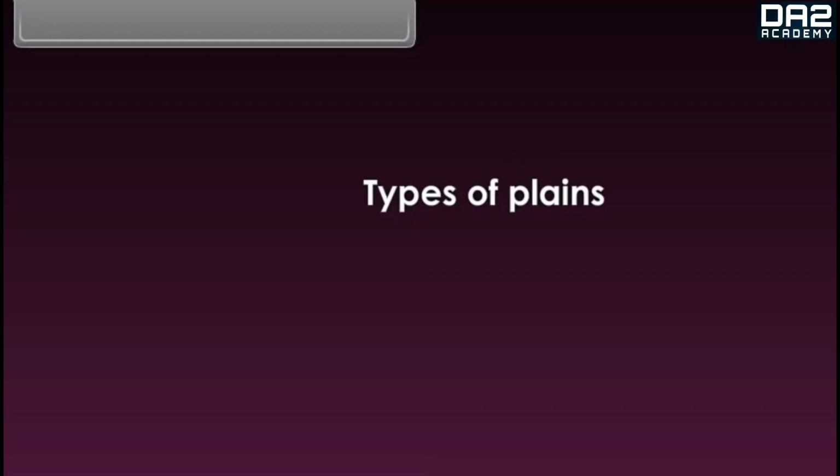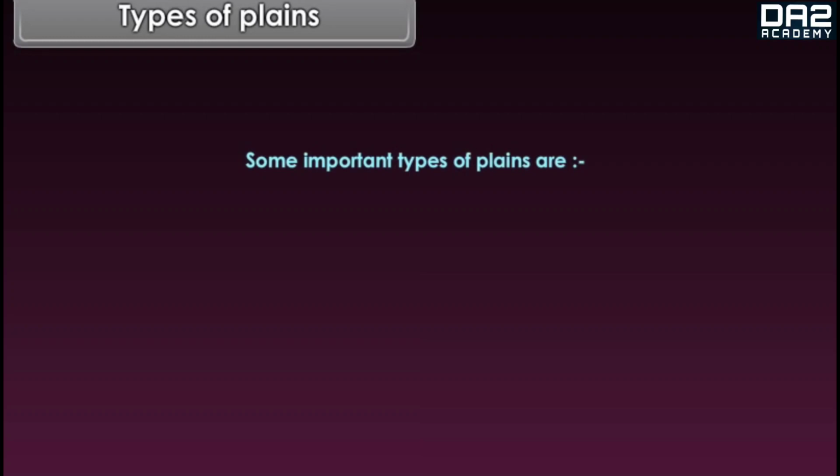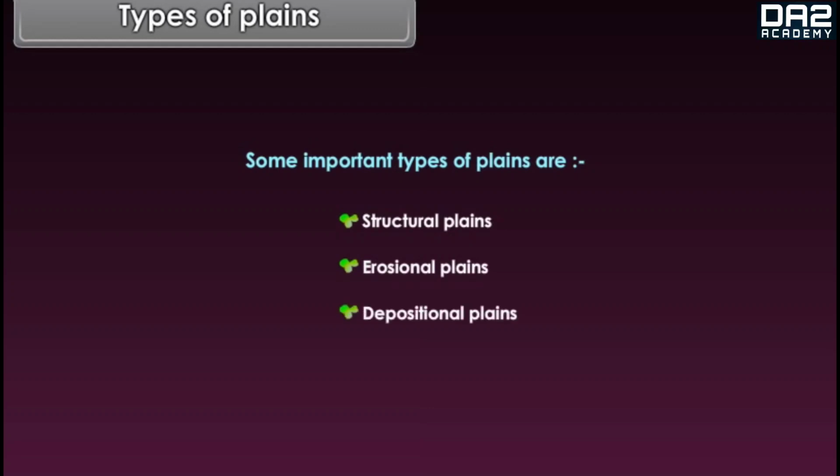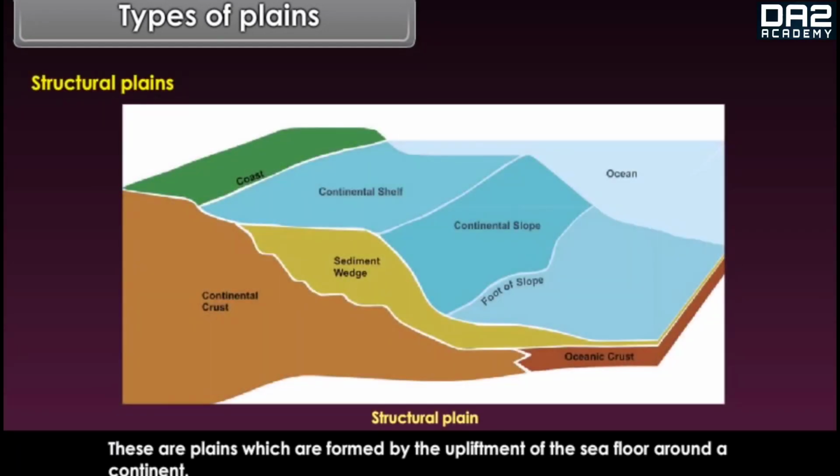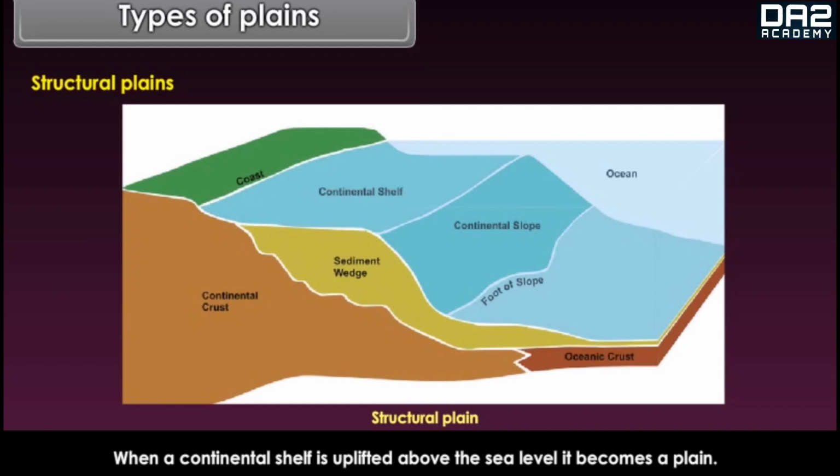Types of plains. Some important types of plains are structural plains, erosional plains, depositional plains. Structural plains. These are plains which are formed by the upliftment of the sea floor around a continent. When a continental shelf is uplifted above the sea level, it becomes a plain.